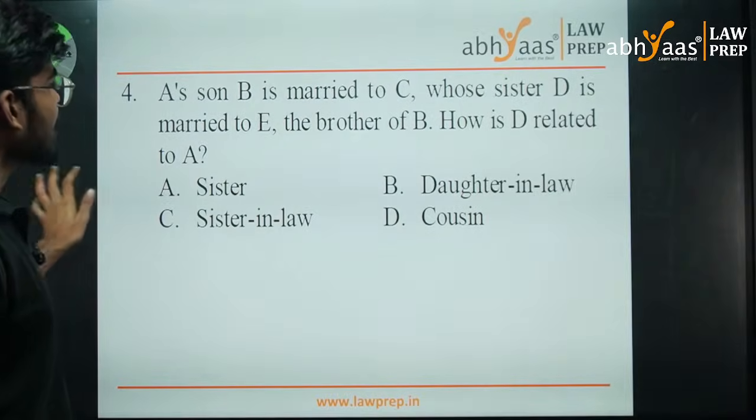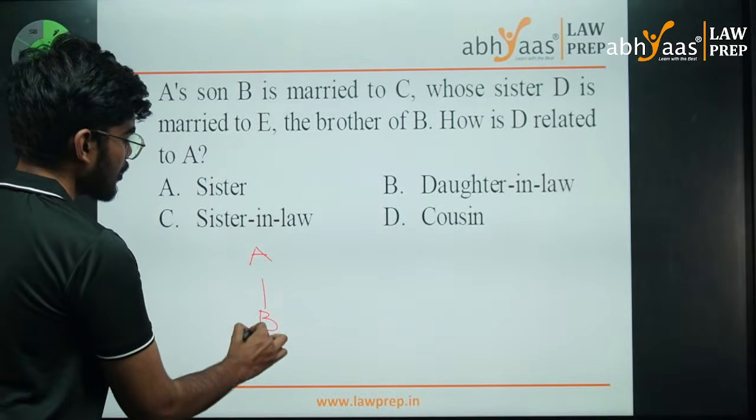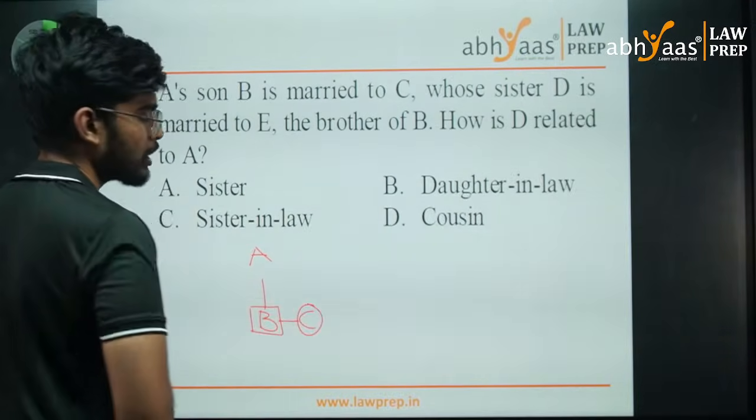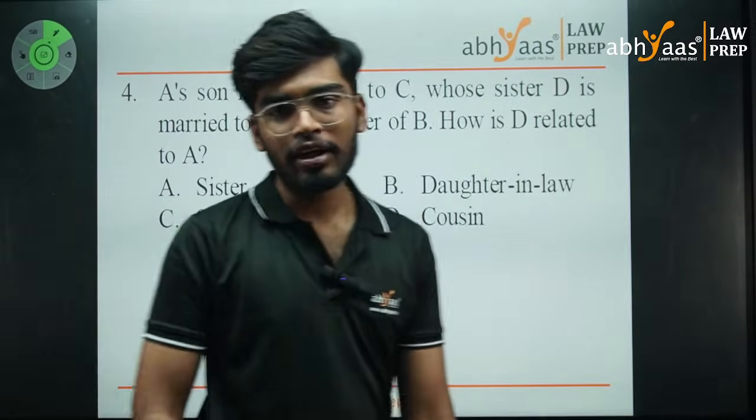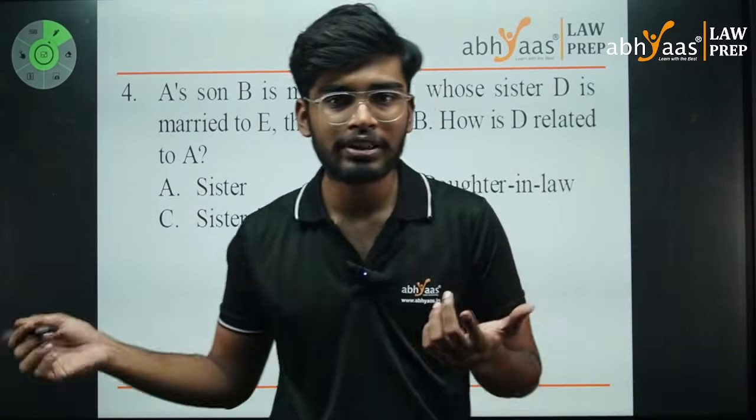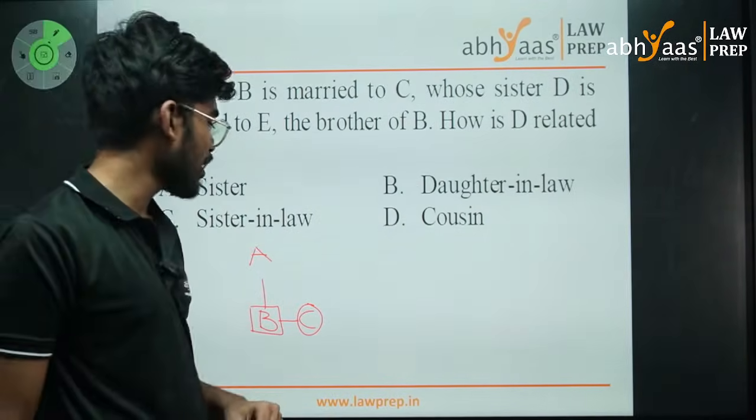A's son B. We don't know the gender of A. A's son B is married to C. So obviously the gender of C will be female. Why? If one person is male and he is marrying someone, then obviously the gender will be opposite, right? There are only two genders in blood relation, which is male and female.